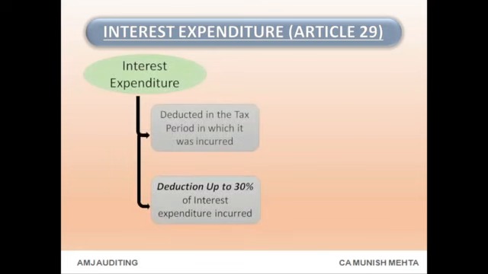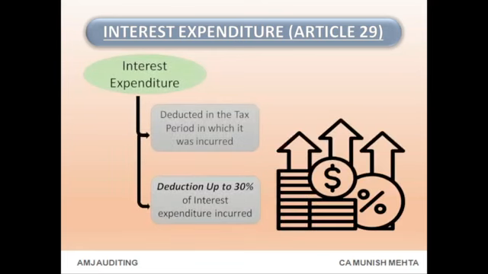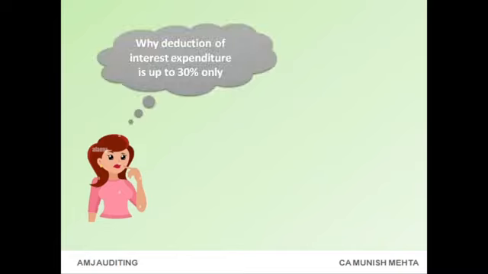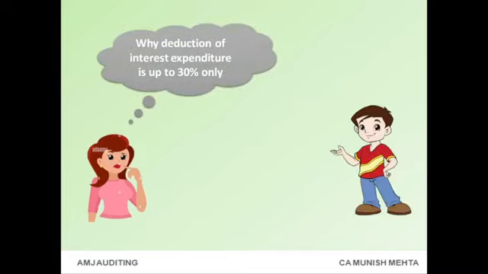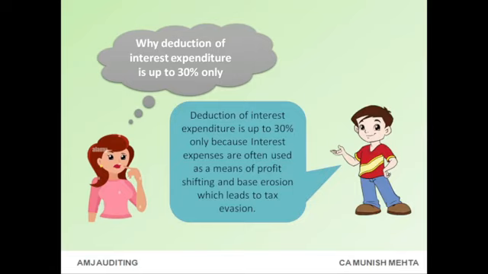Interest expenditure, Article 29. Why is deduction of interest expenditure up to 30% only? Deduction of interest expenditure is up to 30% only because interest expenses are often used as a means of profit shifting and base erosion, which leads to tax evasion.